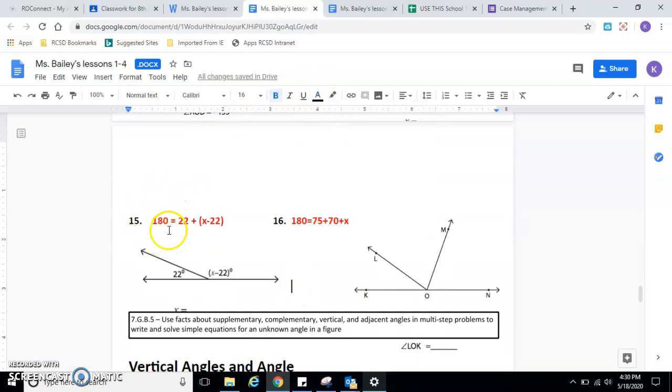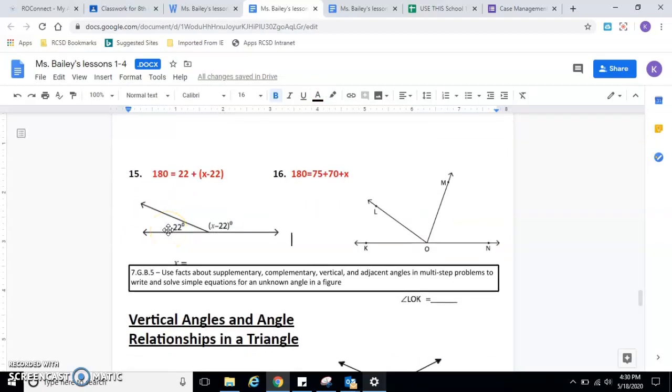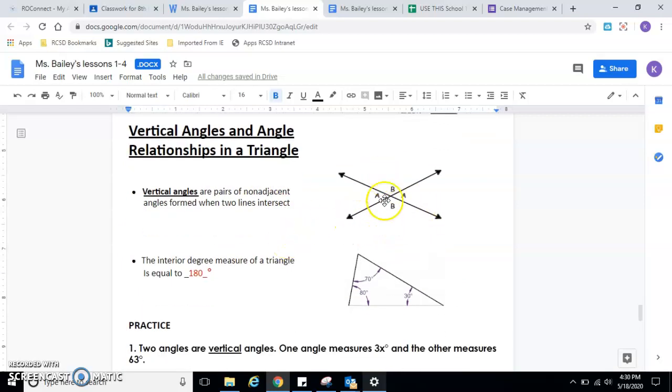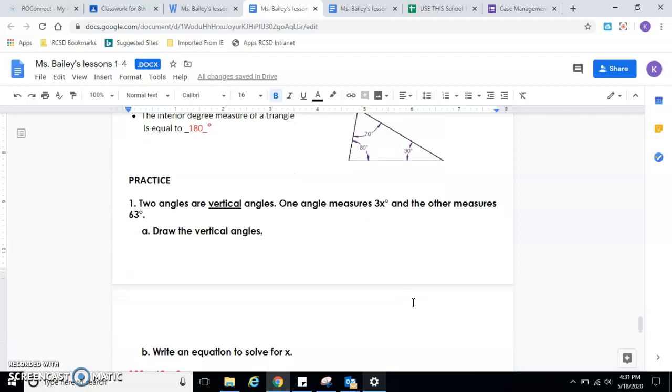So yeah, I've got 180 here because it's a straight line. Again, 180 here because I've got a straight line. Vertical angles, so B and B are the same. A and A, remember the angle that's across from it when you have vertical angles from two straight lines intersecting. The interior degree measure of a triangle equals 180 degrees. So this angle plus this angle plus this angle equals 180.